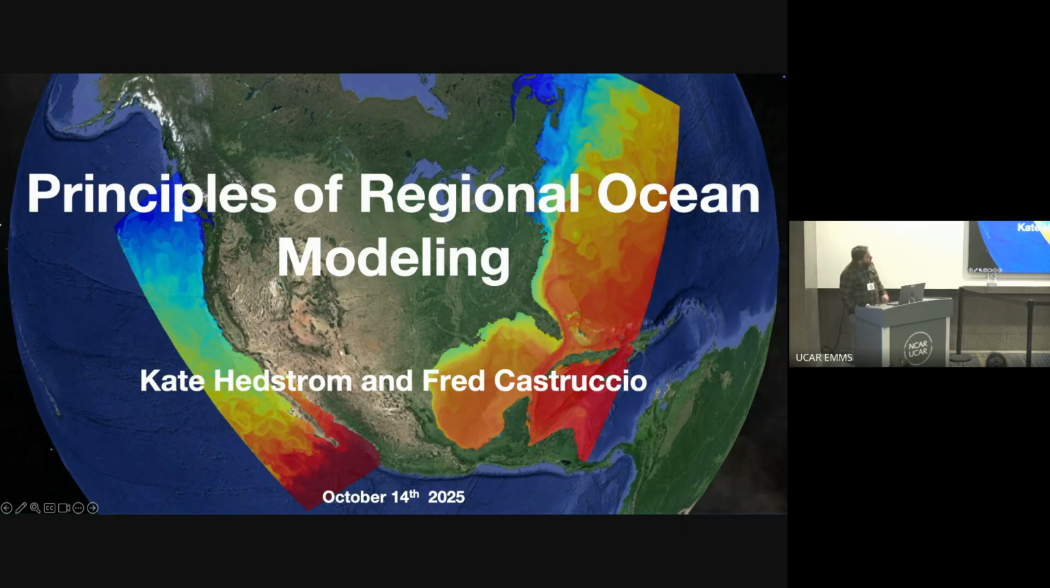I did steal that picture from Enrique. It shows two regional models on the east and west coasts of the US, overlaid on top of Blue Marble. But I didn't feel too bad about it, because I think I actually created that figure when I was a postdoc with him.